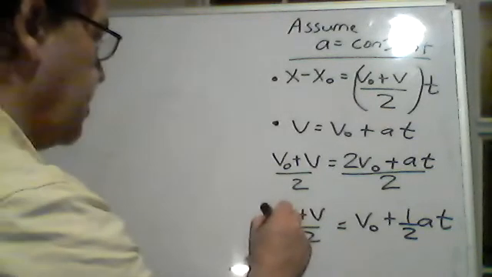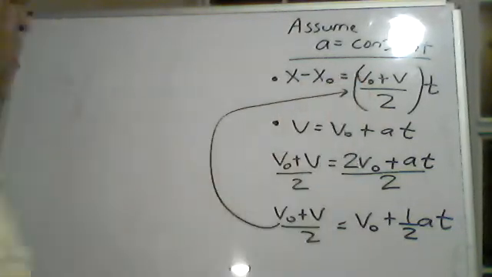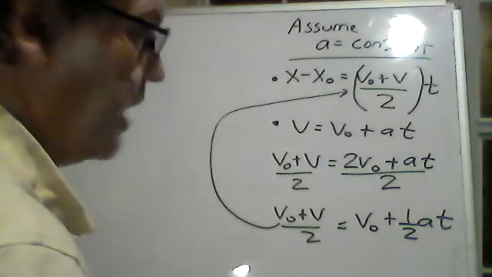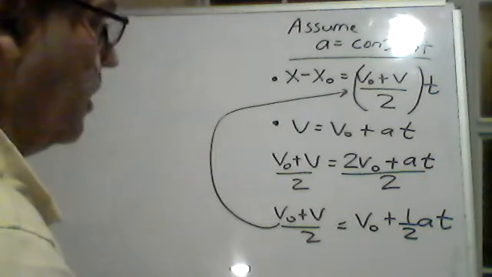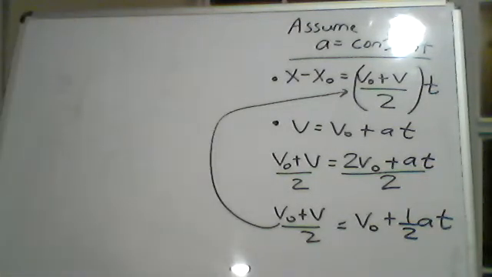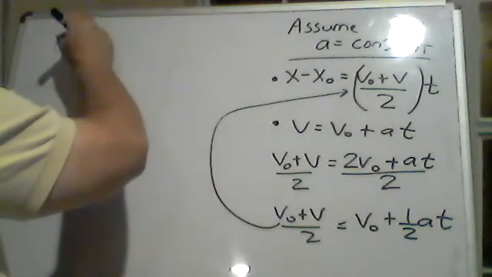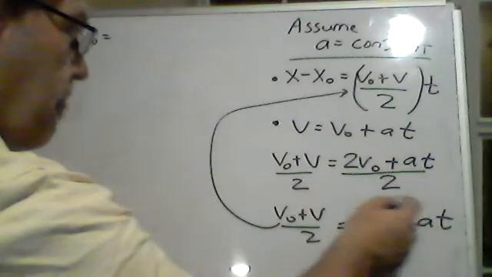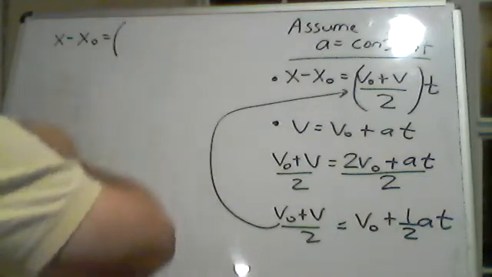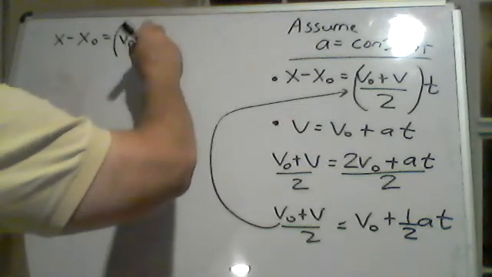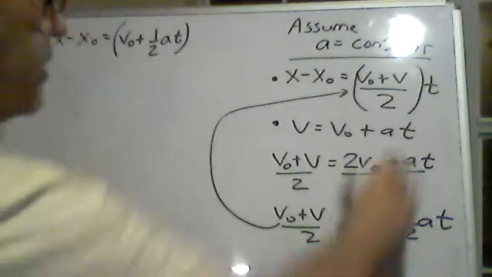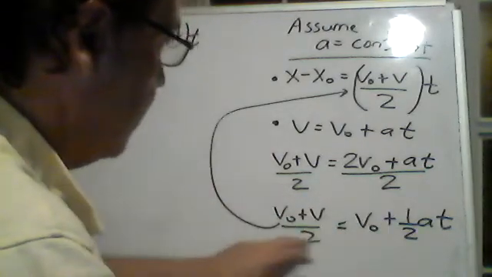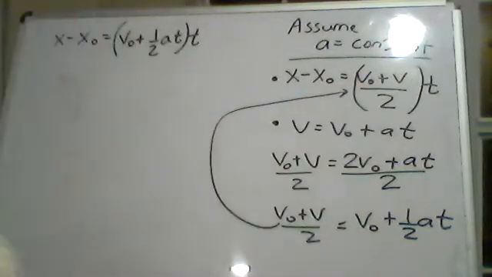Now what am I going to do? I'm going to substitute into here. And what am I really doing? I'm trying to basically eliminate the final velocity as my variable now. I'm trying to create another equation where the variable that I don't see is the final velocity. Once I make that substitution, I have x minus x naught equals, instead of v naught plus v over 2, its equivalent that I just derived. So instead, in that parentheses, I will substitute v naught plus 1/2 at, and then I still have this t over here. All I did is substitute the equivalent expression for v naught plus v over 2, and now all I have to do is clean it up.